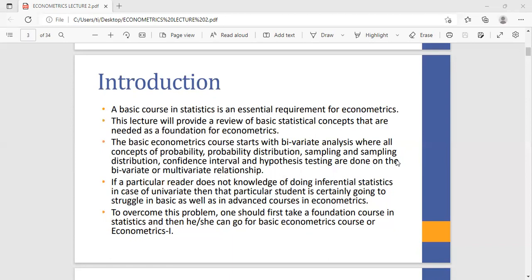If a particular reader does not have knowledge of doing inferential statistics in the univariate case, then that particular student is certainly going to struggle in basic as well as in advanced courses in econometrics. So to overcome this problem, one should first take a foundation course in statistics, and then he or she can go for a basic econometrics course or Econometrics 1.